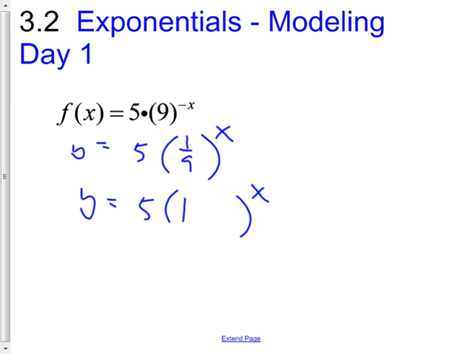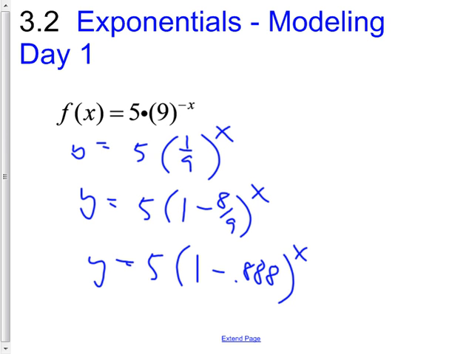It's clearly got to be 1 minus something, right? To make it down to 1/9. Would you agree it'd be 1 minus 8/9? And if you knew 8/9 was 0.88888888, then you'd probably be able to say that y equals 5 times 1 minus 0.888, good enough, to the x. And then what's my final answer? What percent decay is it?